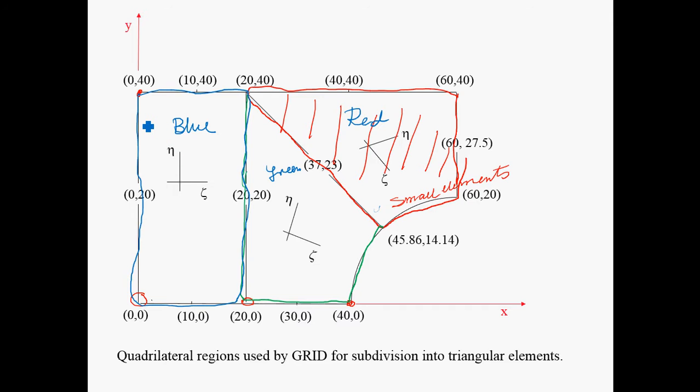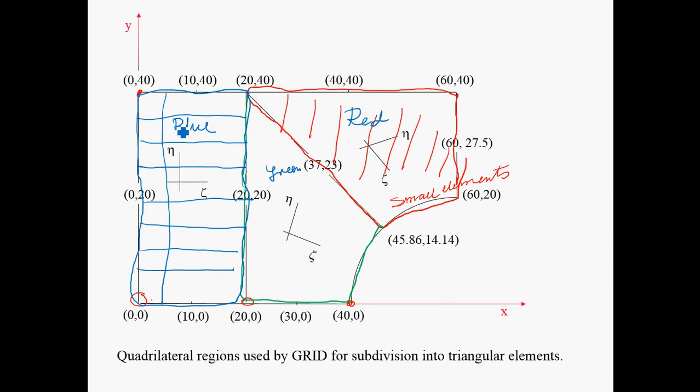Okay, let's say that I in here decide that these are going to be my finite elements. I go in here and I mesh this blue region like this. And let's say I come over here and do it this way. So I have quad elements right in here.